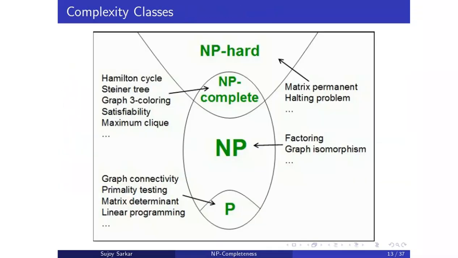And these diagrams I have already drawn. You can see the four classes. You have P, with some problems in P given here. Then you have NPC, like Hamiltonian cycle, graph coloring, satisfiability. You have problems which are not P but not NPC also, like factoring and graph isomorphism. And there are problems which are hard and which we also cannot verify, like matrix permanent or Turing halting problem.